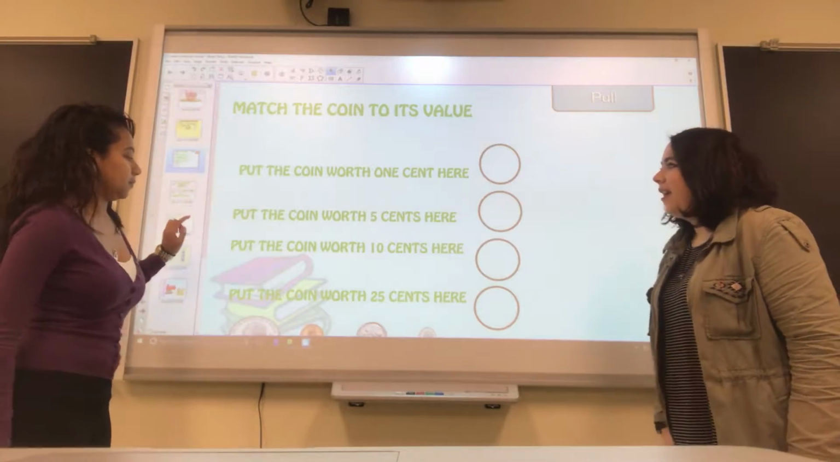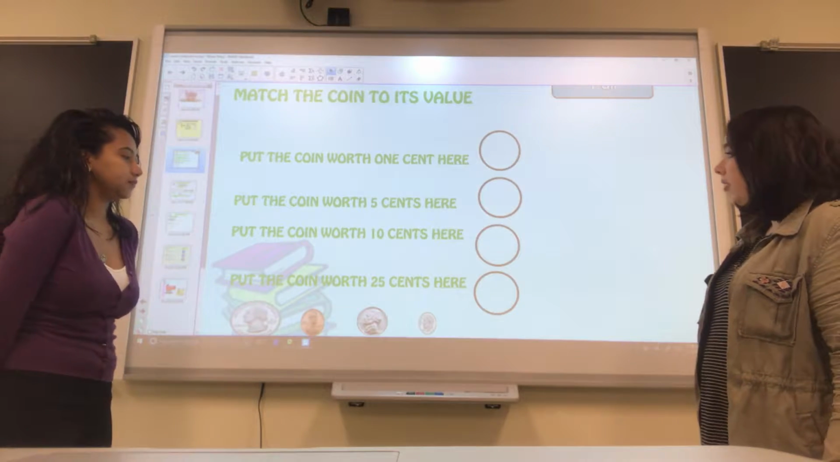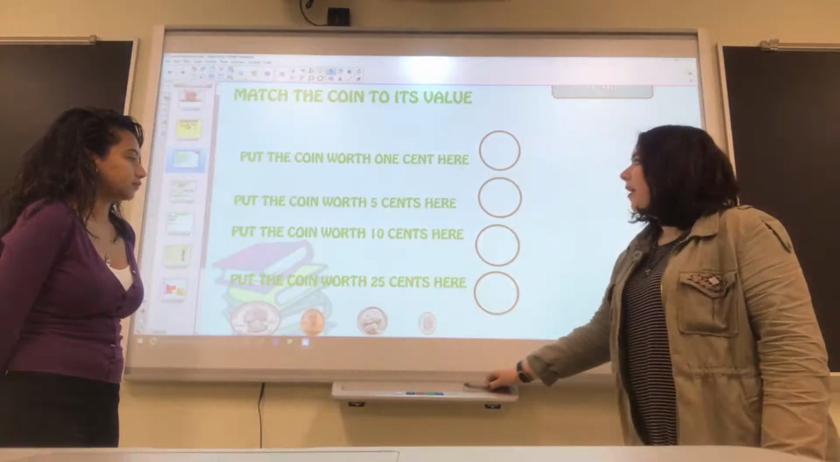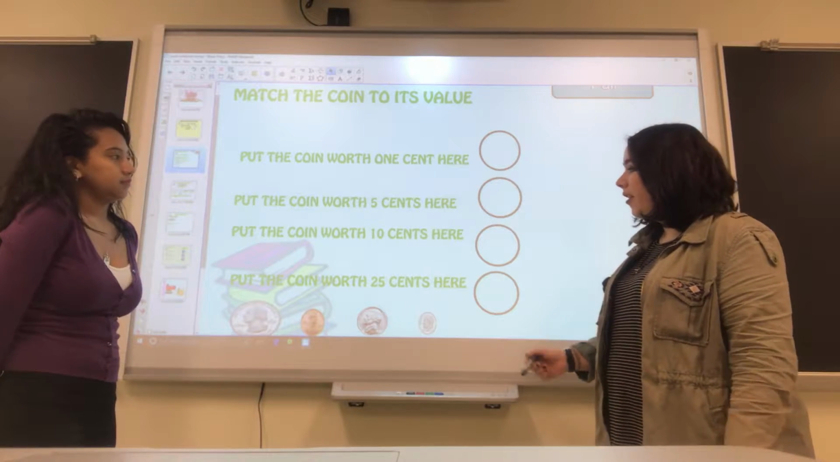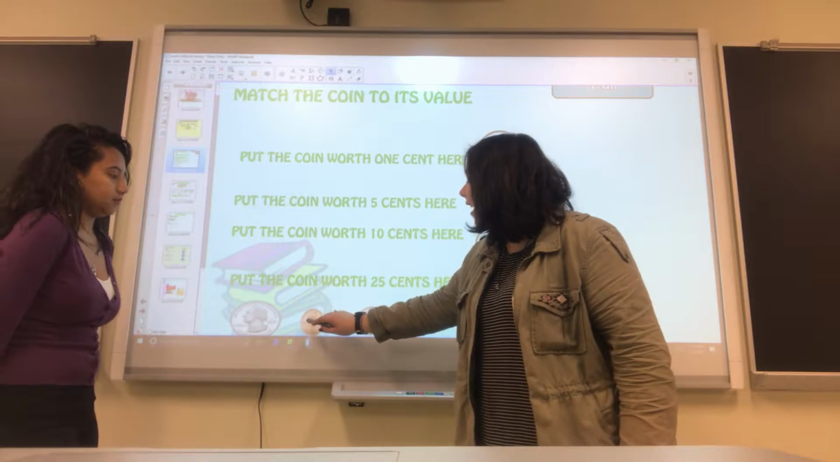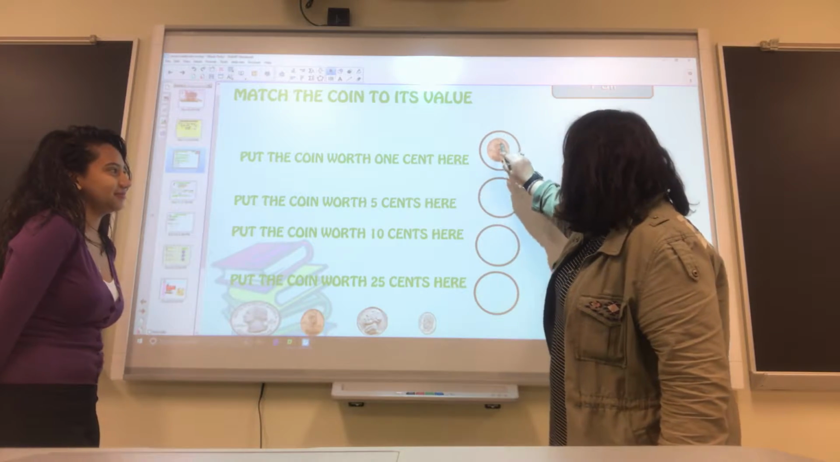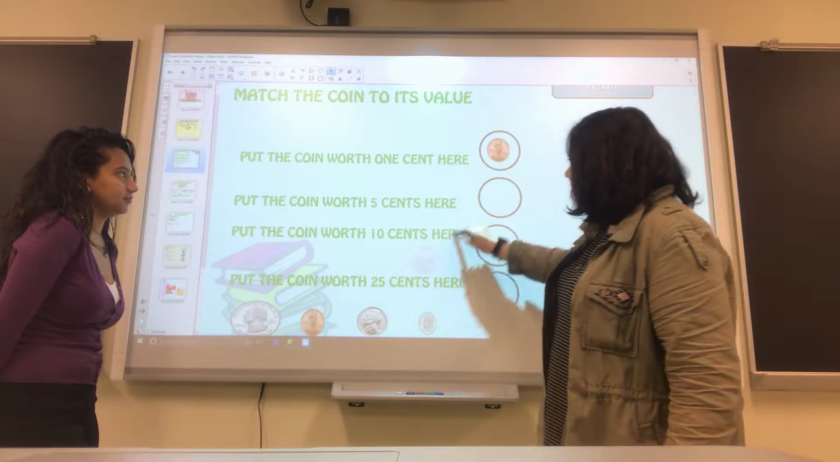Building off identifying separate coins, we're going to start looking at how much each coin is worth. So we would call up students one by one individually where they could come up to the board and recognize that this is a penny, and as we explained earlier, this is what it looks like, and it has a value of 1 cent. So you drag it to the corresponding circle for the remaining coins.